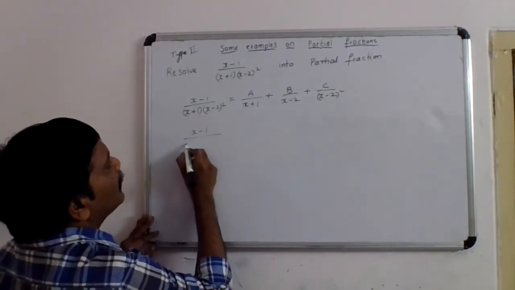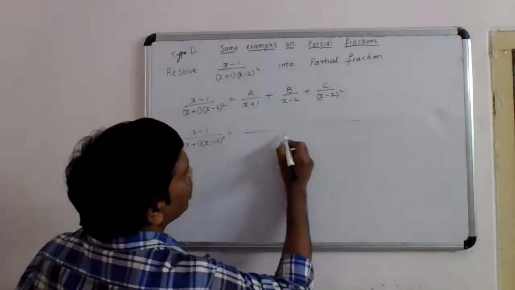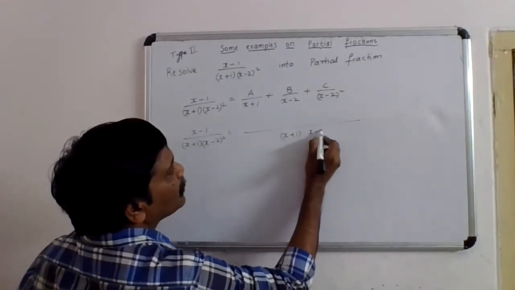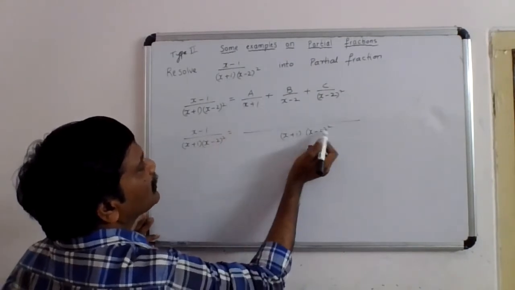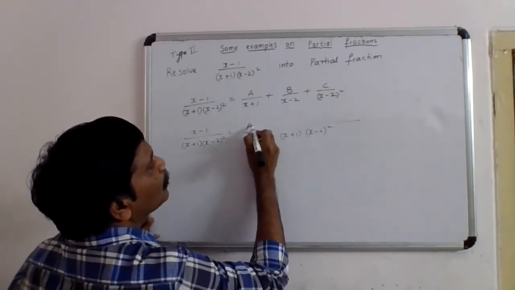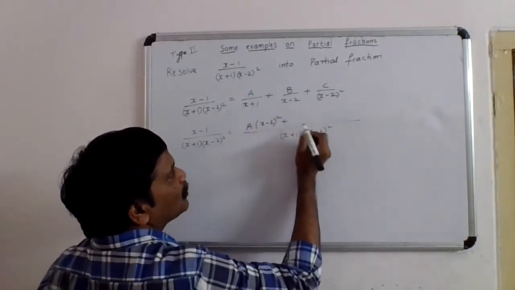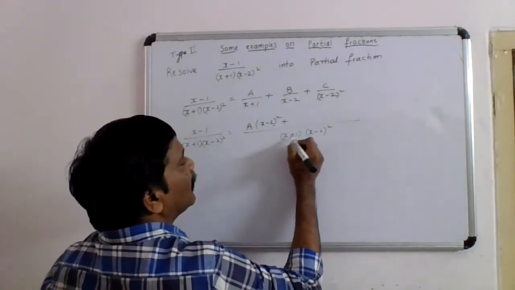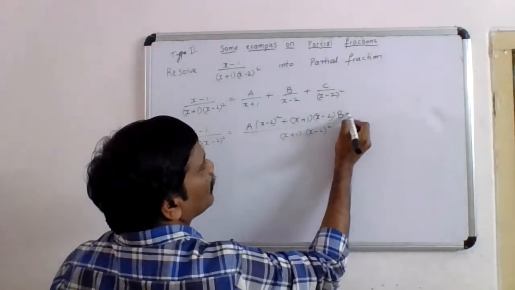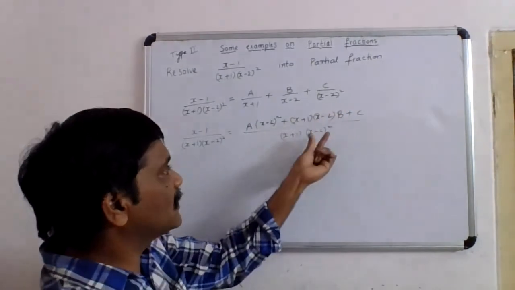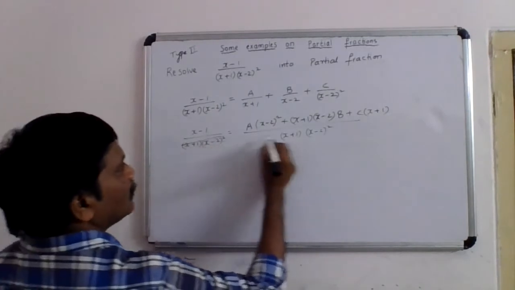(x minus 1) by (x plus 1) into (x minus 2) whole square. The LCM is also (x plus 1) into (x minus 2) whole square. And here x plus 1 is satisfied. We have to multiply this to this a. So a into (x minus 2) whole square. Already we have one x minus 2, so one more x minus 2 is required, and x plus 1. So (x plus 1) into (x minus 2), of course b is there, plus c times here (x minus 2) whole square satisfied. We require x plus 1. Both sides we can cancel.